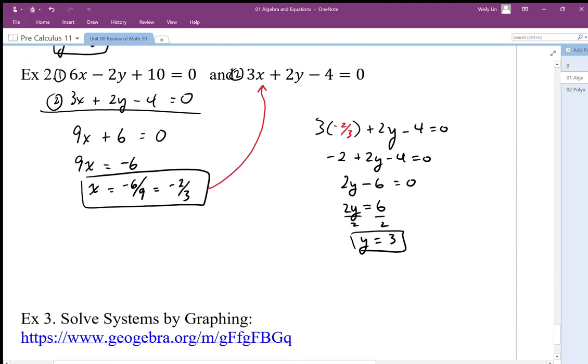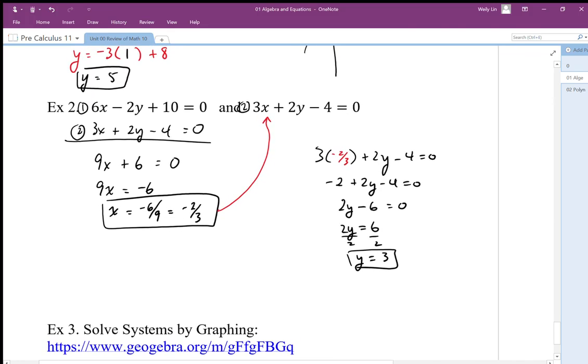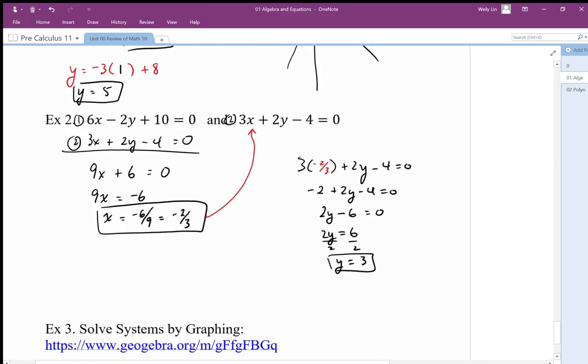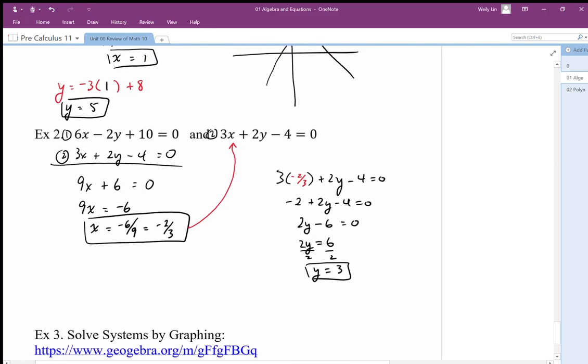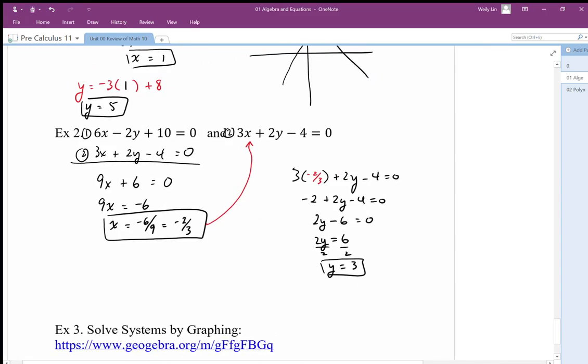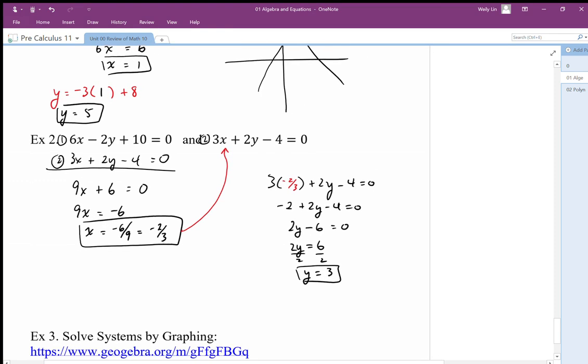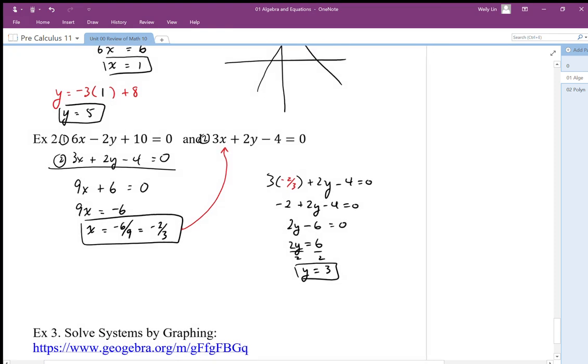Okay, so I want you to take these same equations and plug them into a graphing tool, and solve those systems by graphing. You can use that link. You can use Desmos too to do it, but I want you to solve some systems by graphing.